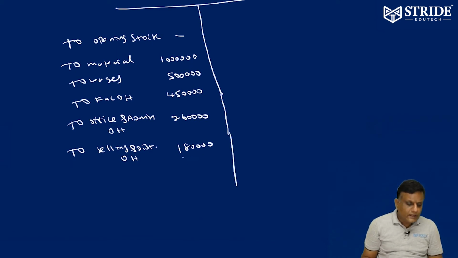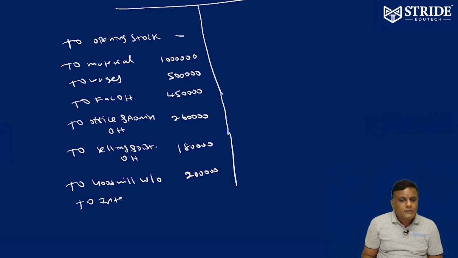To goodwill written off, 2 lakhs. This is purely a financial item. To interest on capital, 20,000. So these are purely financial items.